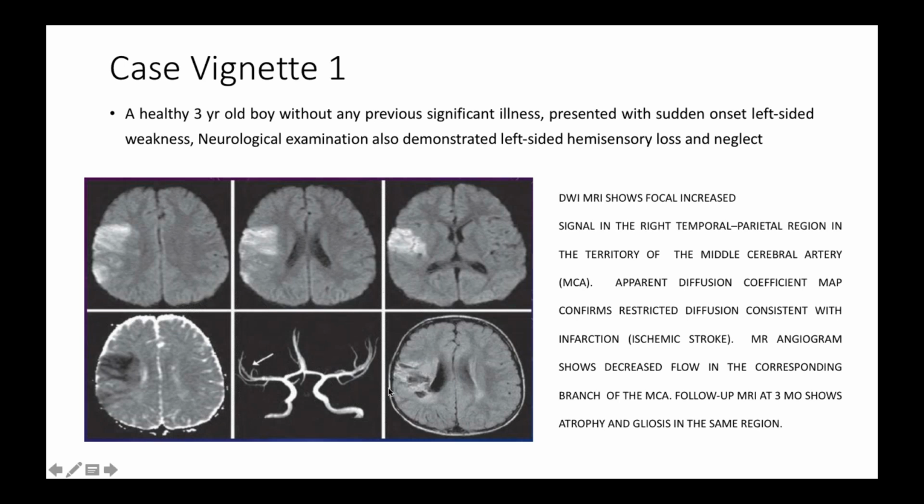After 3 months we can see that there is gliosis in the same region. So this is the gliosis. These are the MR images, diffusion weighted image. Diffusion weighted MR is the modality of choice in a child with stroke.